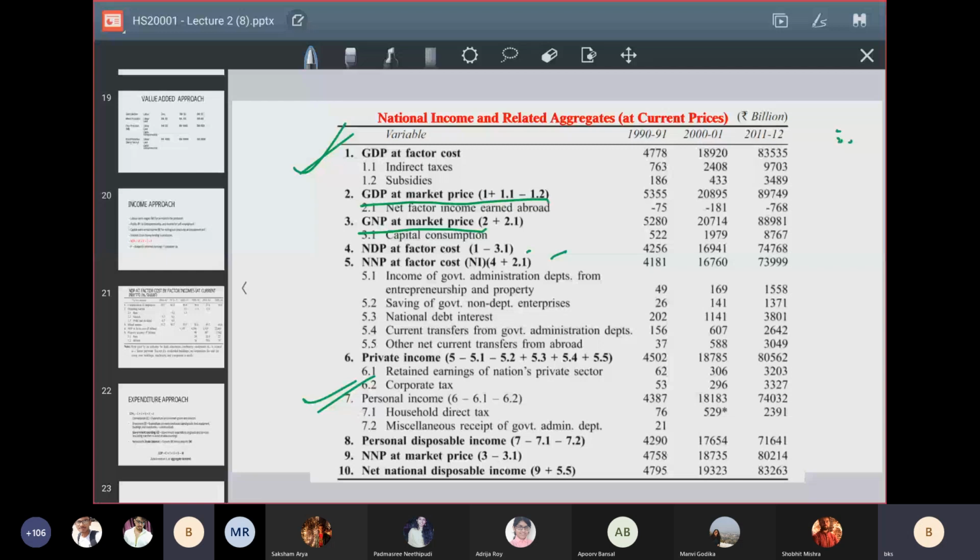Until we have indigenous capital, or Indians are investing capital in other countries, this net factor income from abroad will mostly remain negative.